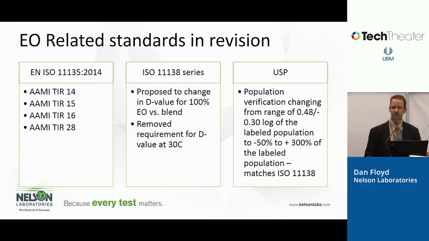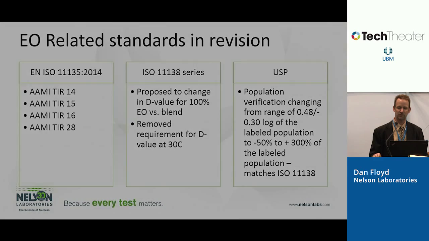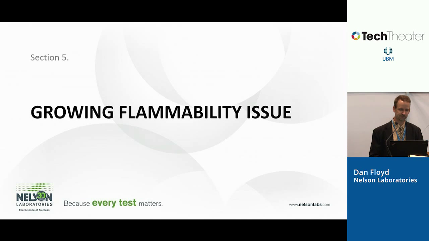USP has the revision, the biological indicator section on that is being revised as well. It used to have kind of a complicated scheme that said it couldn't be more than 0.48 logs or fall under 0.3 logs of what the labeled population is, which sounds very confusing. They've changed that now to say the population can't fall under 50% or be more than 300% of what the labeled population is. And so that matches what ISO 11138 states. So USP is kind of in revision as well.